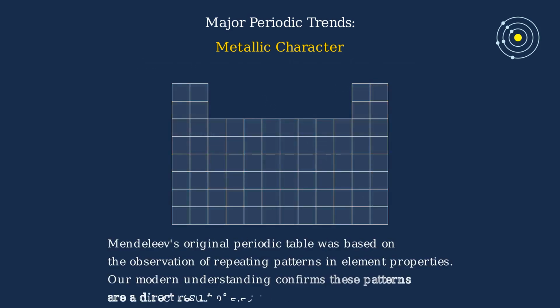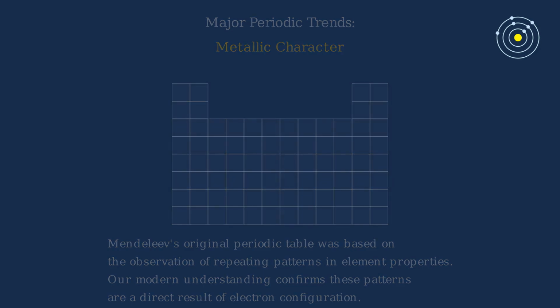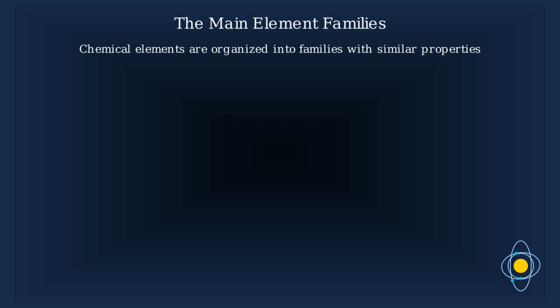Mendeleev's genius was recognizing these periodic patterns in element properties even before the discovery of electron structure. Our modern understanding confirms these patterns are a direct result of electron configuration. These trends demonstrate the elegant organization of the periodic table, where an element's position reveals much about its physical and chemical behavior. The periodic table organizes elements into families with similar chemical and physical properties.